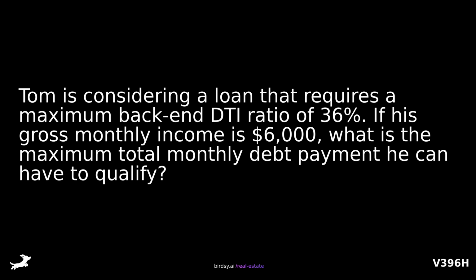Tom is considering a loan that requires a maximum back-end DTI ratio of 36%. If his gross monthly income is $6,000, what is the maximum total monthly debt payment he can have to qualify?